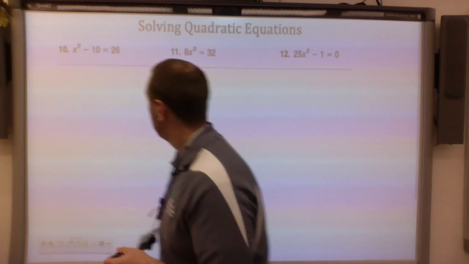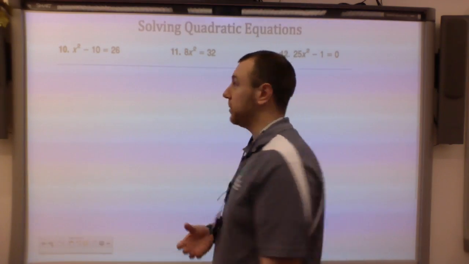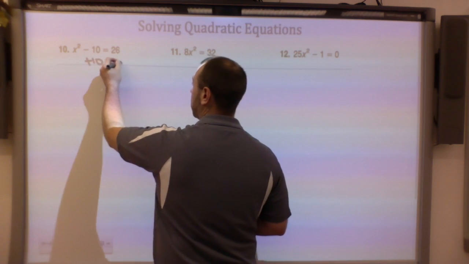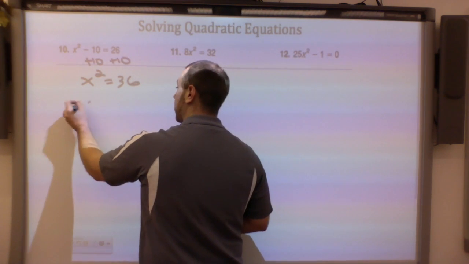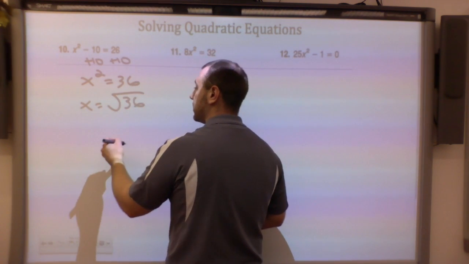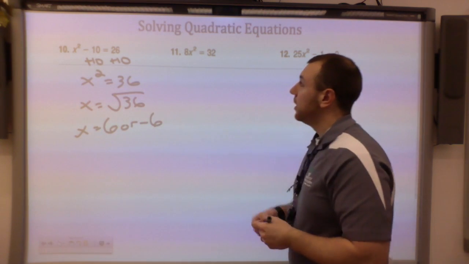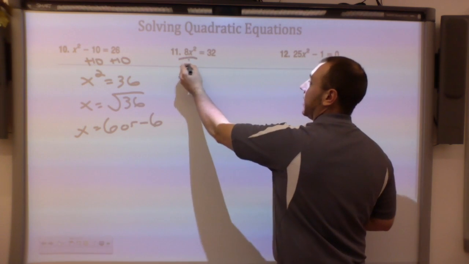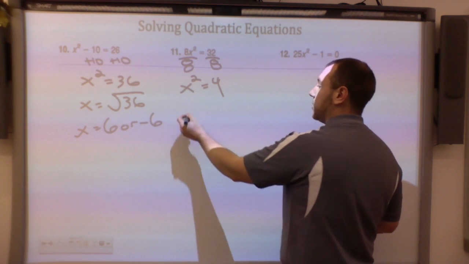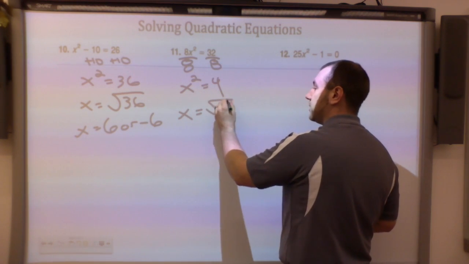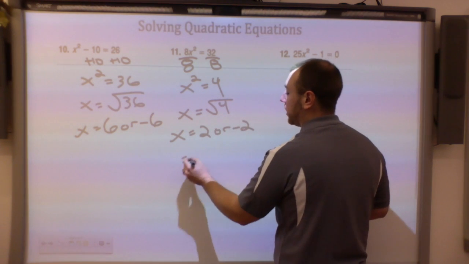So, these are all practice problems where you're isolating the variable. So again, you want to add 10 on both sides, get x squared equals 36. Find the square root of 36, so you get x equals 6 or negative 6. In this case, I'm going to divide by 8. Again, x squared equals 4. I'm then going to find the square root of both sides and get x equals 2 or negative 2, or you can write it as plus or minus 2.